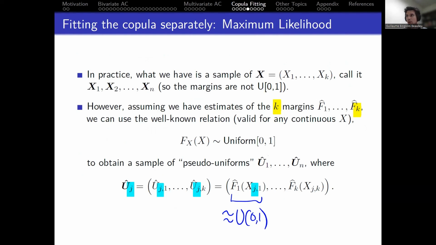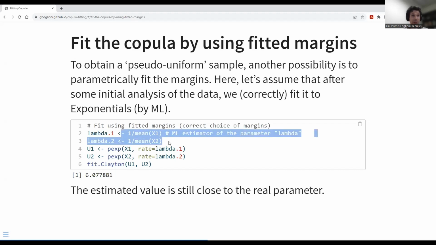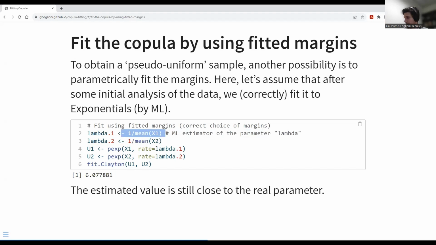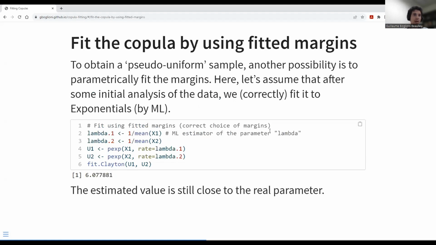So back to the R. What I do is simply pexp, this is the CDF of an exponential, of x1, and now I create my sample of pseudo uniforms with parameter, of course, the one I fitted, my estimator of the parameter. I do that for U2 as well. And now I call my function fit Clayton, which was the function I defined here to find simply the maximum likelihood estimator based on a pseudo uniform sample. And I get something pretty good as well, relatively close to 6. But again, this is based on one sample. We'll do that at the end 1,000 times and see what happens. And again, of course, this was the correct choice.